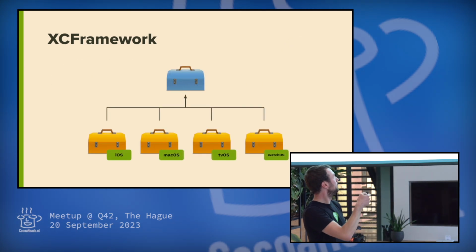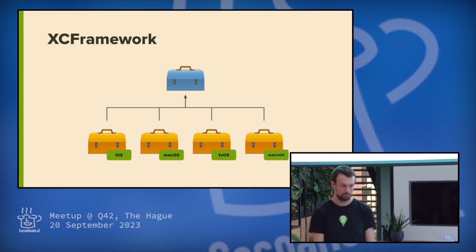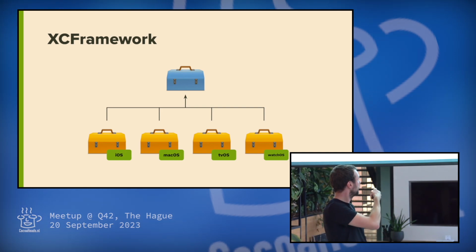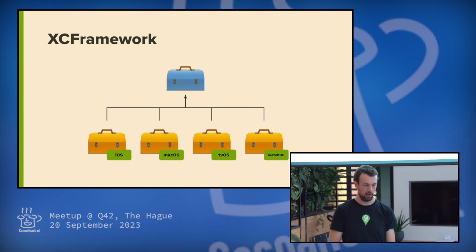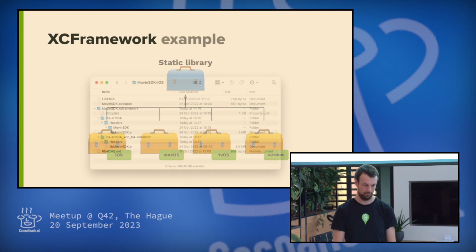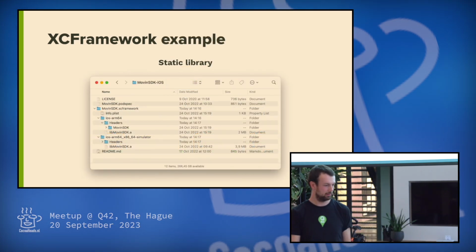And Apple uses the blue toolbox to refer to that. So we have these yellow platform-specific frameworks, and an XC framework merges them all into one container, which you can easily pass around as a dependency for your apps. And then Xcode will automatically select the right platform and the right CPU architecture that it needs to do the compiling that it does. It looks like this.